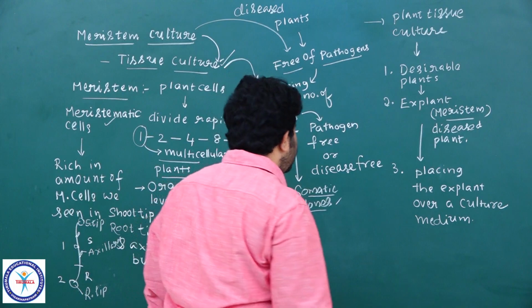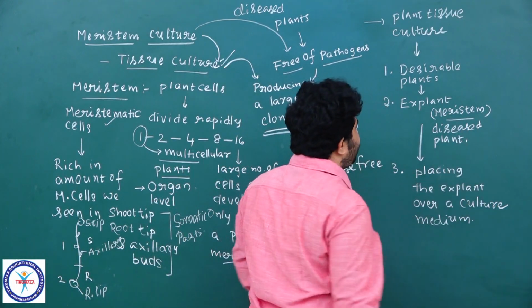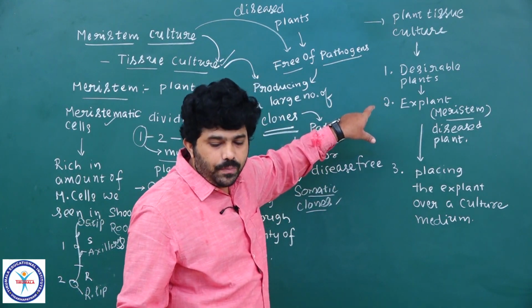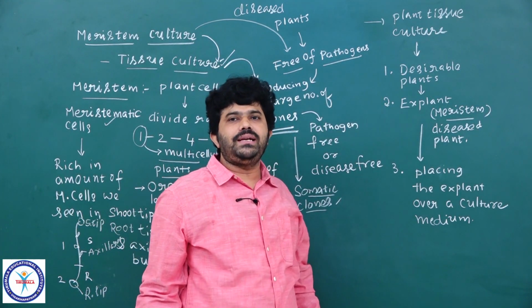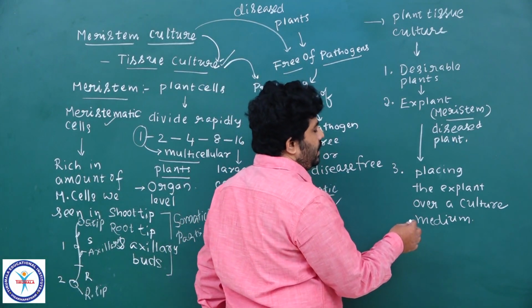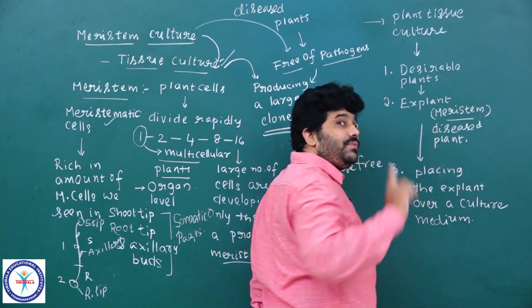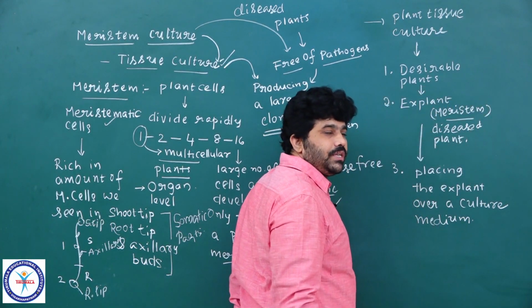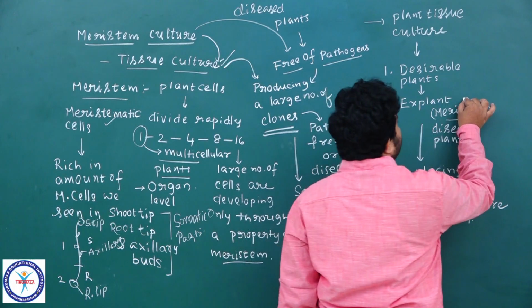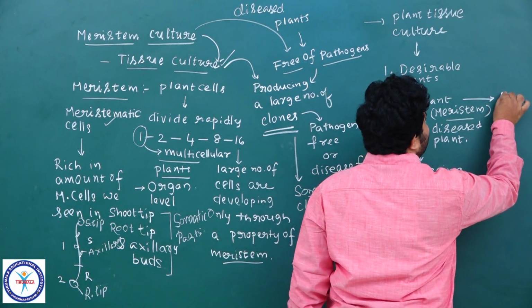Now got the point, students? Whatever explant we have collected from the desirable plant, we simply collect and place on the nutrient medium. Understood? Before that, you know very well what activities we have done in the process of tissue culture. As it is, for the explant we have chosen, we have to follow the process of sterilization.